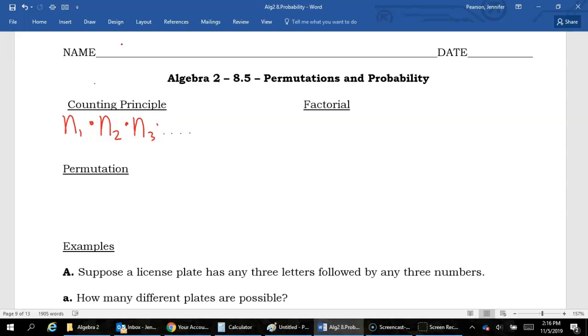So this is kind of like that multiplication rule for probability of A and B. If we want the chance that this is going to happen, and this, and this, and this, and this, we would multiply all those together.